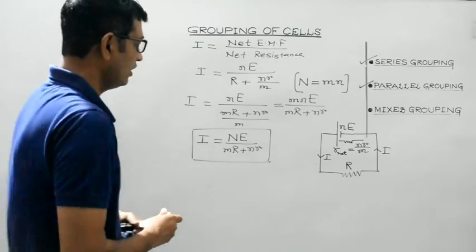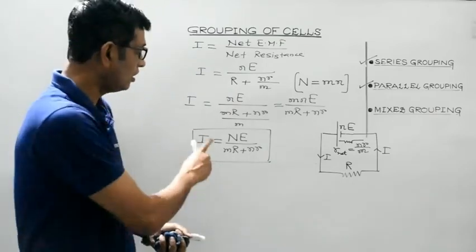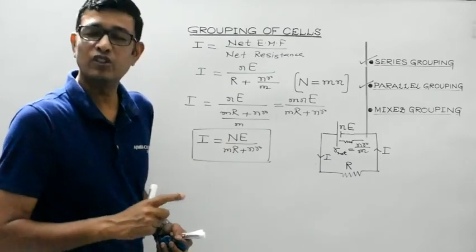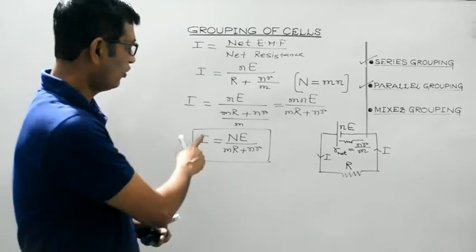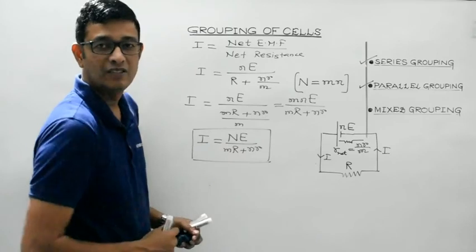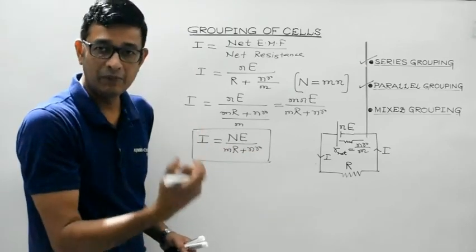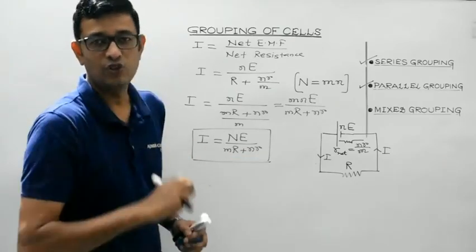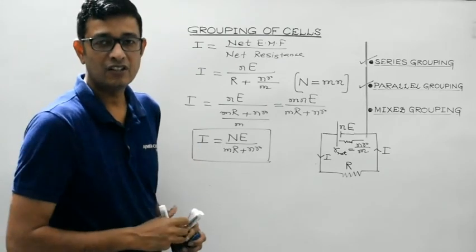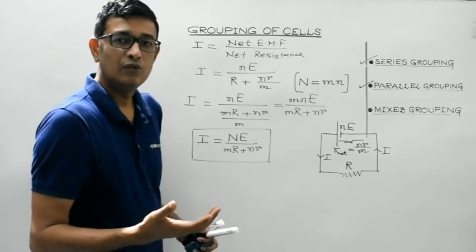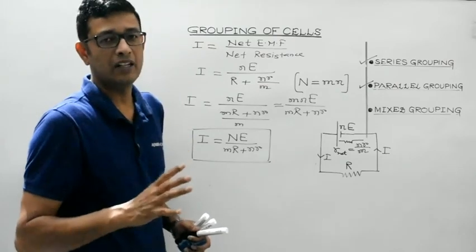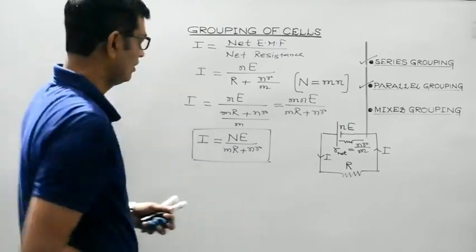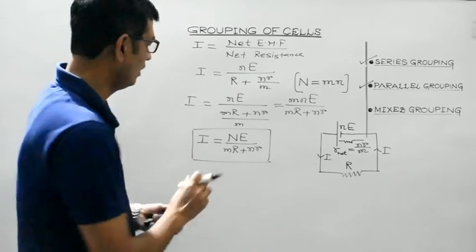Now, in order to find the condition for maximum current, there are two ways. One is by using the calculus method. For I to be maximum, the denominator must be minimum, and for the denominator to be minimum, the first derivative of this denominator should be equal to 0. And then we can easily get the condition. The other method is to get the condition for the maximum current without using calculus. Especially it will be useful for the medical students. So I am using that simpler method.